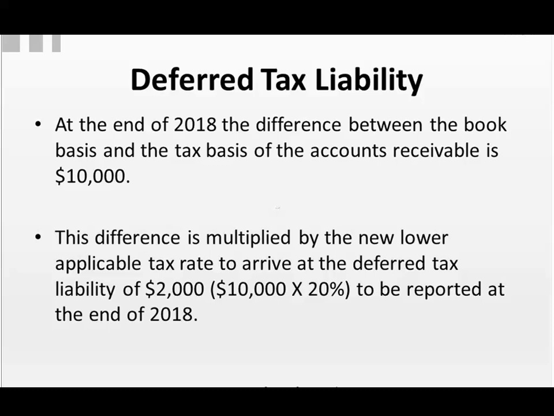The difference is then multiplied by the new lower rate. So 10,000 times 20% would give you a liability of $2,000 to report at the end of 2018. Okay, hope you follow me here in this example.